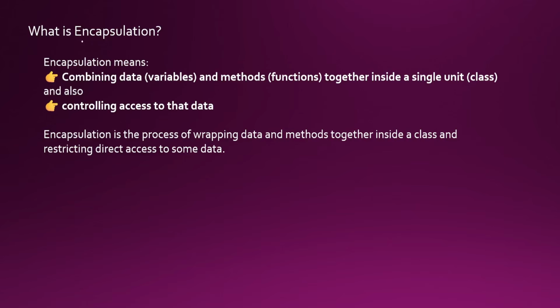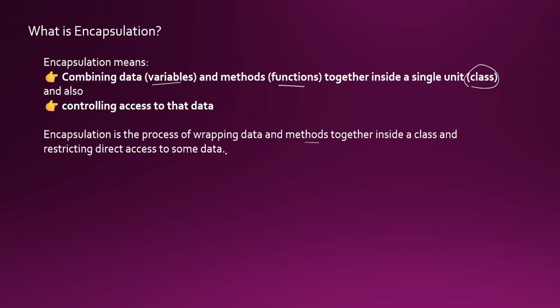So first is encapsulation. What is encapsulation? Encapsulation means combining data, that means variable, and method, that is function, together inside a single unit, that is class. Just remember, the single unit is class, and also controlling access to the data, right? So encapsulation in one line: encapsulation is the process of wrapping data and method together inside a class and restricting access to some data.